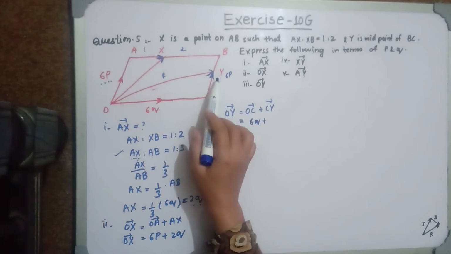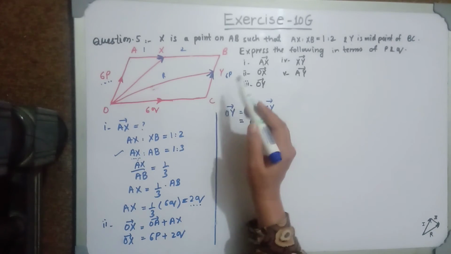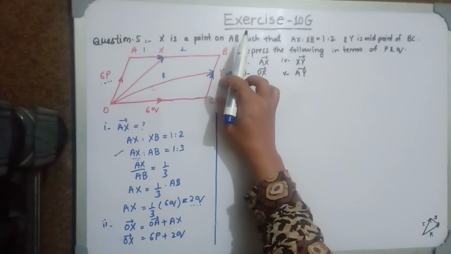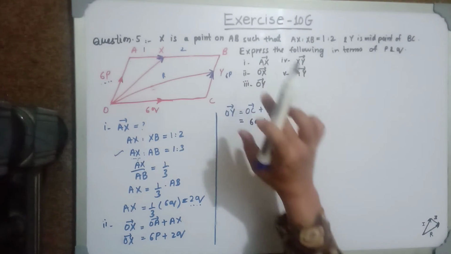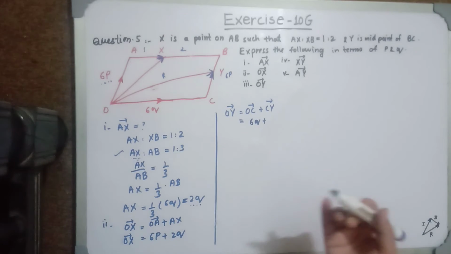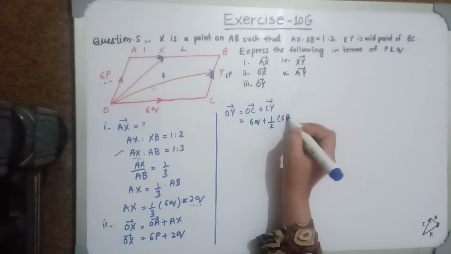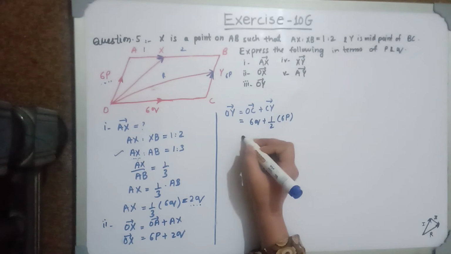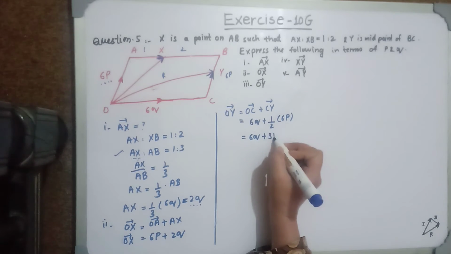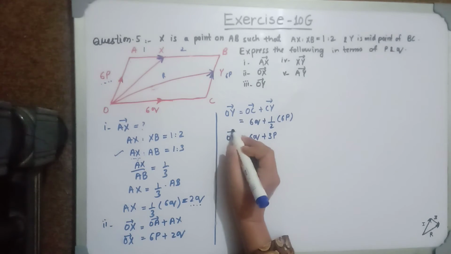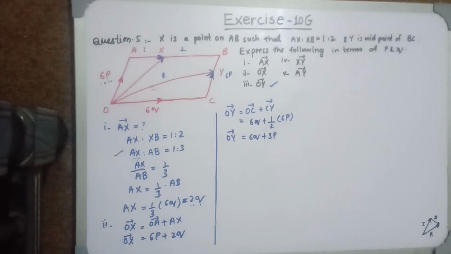And as it is mentioned in the question that Y is the midpoint of BC. It means that CY will be equal to half of BC. Or if I take BY, that will also be equal to half of BC, because a midpoint divides it into two equal parts. So CY will be equal to half of 6P, right? Now I'm going to simplify it and I will get 6Q plus 3P, and we just found this third part, and we expressed OY in terms of P and Q.